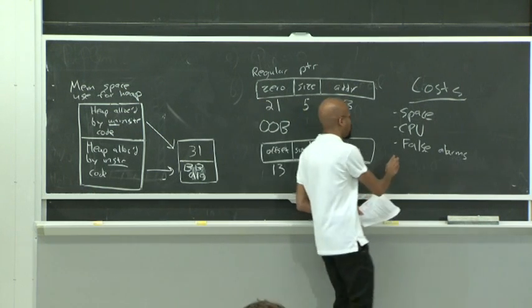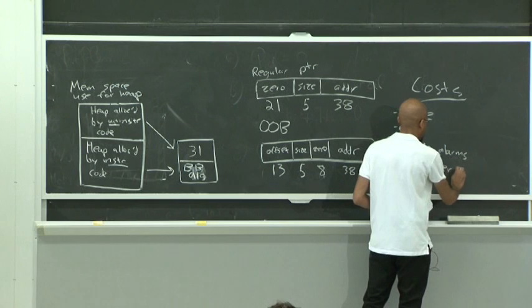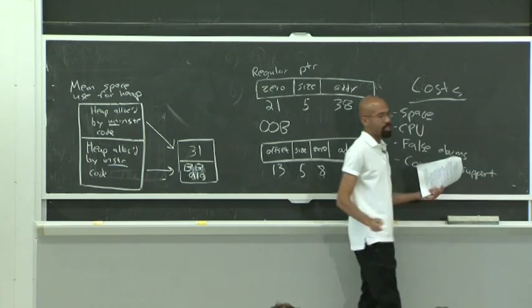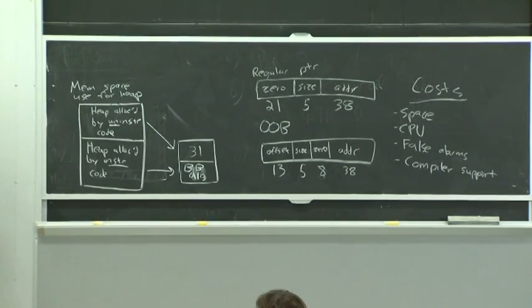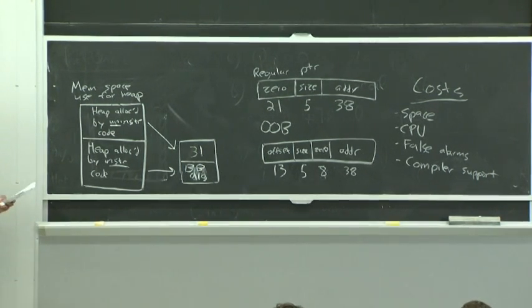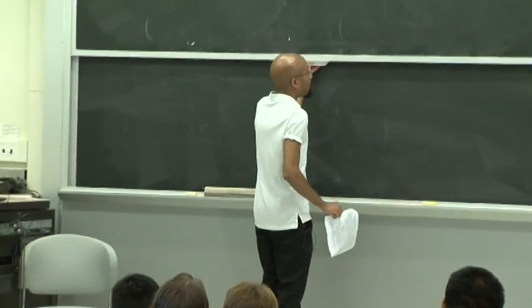And the other cost, finally, is that you need compiler support, which can actually end up being non-trivial because you have to go in there and add all the instrumentation for all the pointer checks and so on and so forth. So those are basically the costs of these bounds checking approaches. That concludes the discussion of baggy bounds.